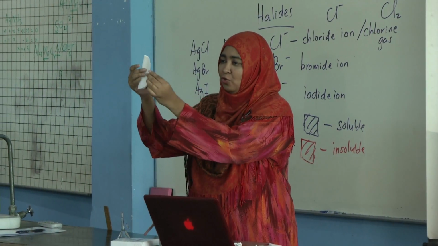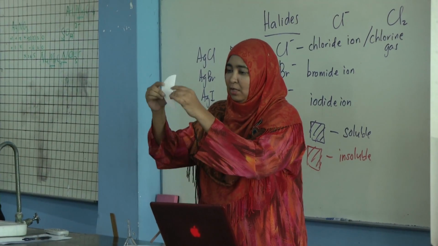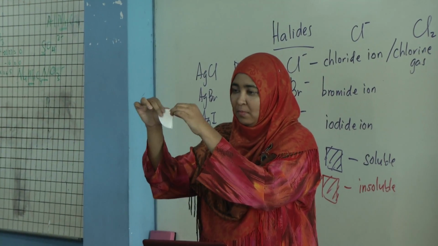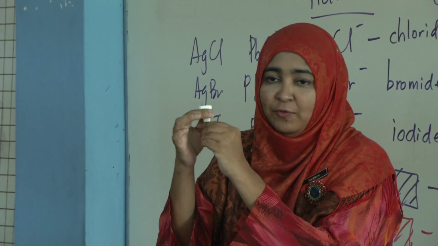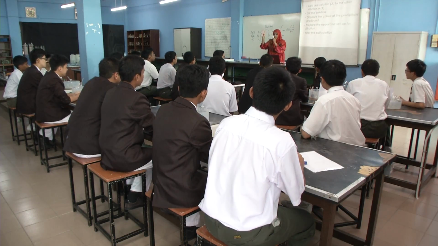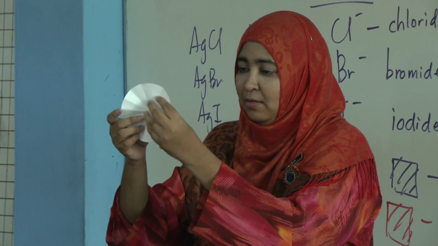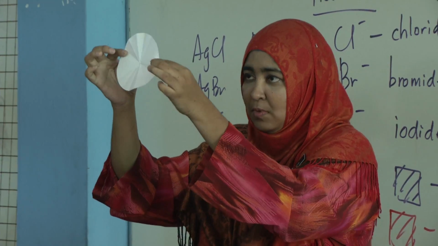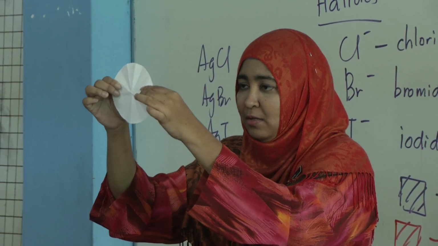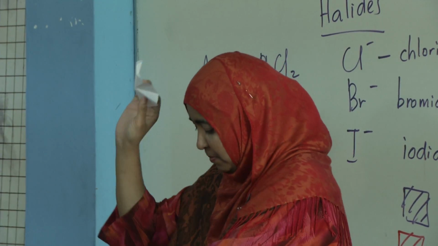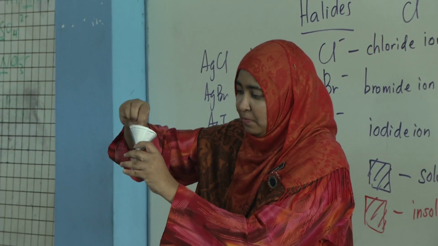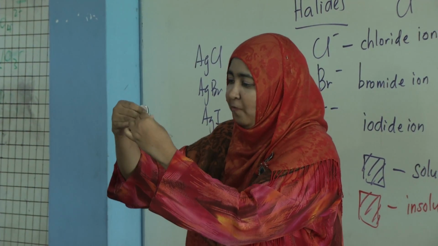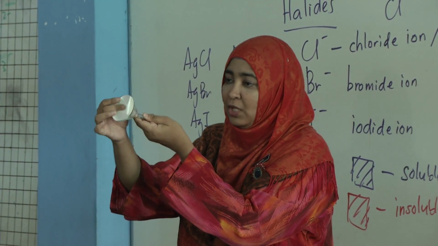Okay, first you fold it into half, and then fold into another half. And another half. And finally another half. So how many times do you have to fold? 4. Okay, 4 times. After that, you open back and you get some folded lines there. So you use the folded lines to fit the filter paper into the filter funnel.